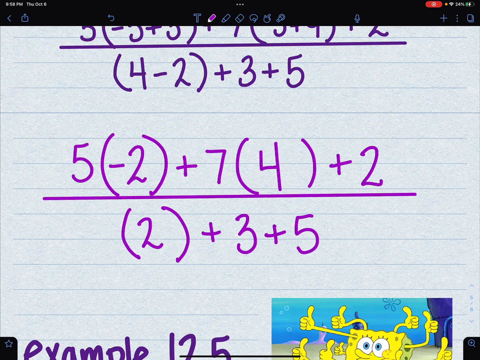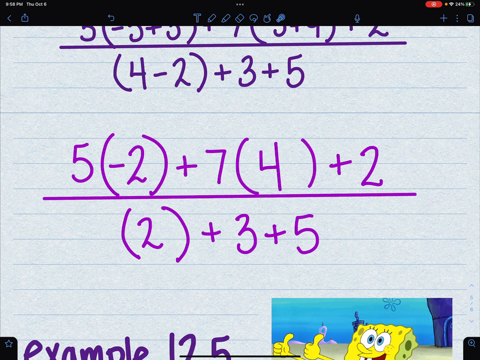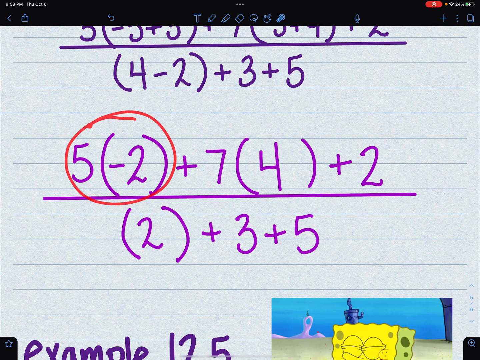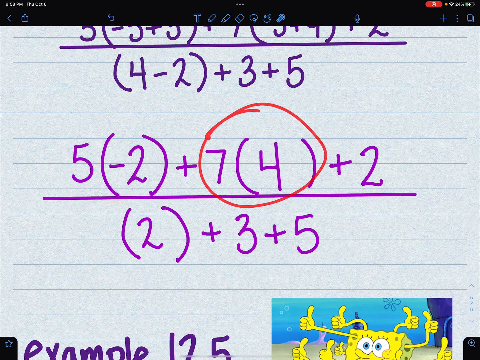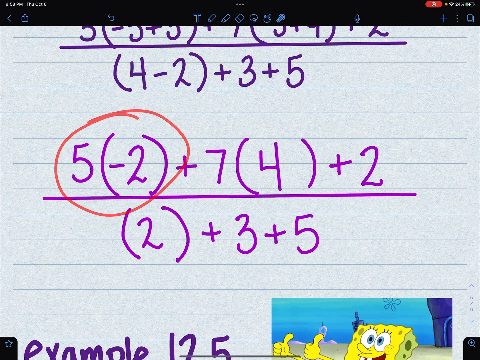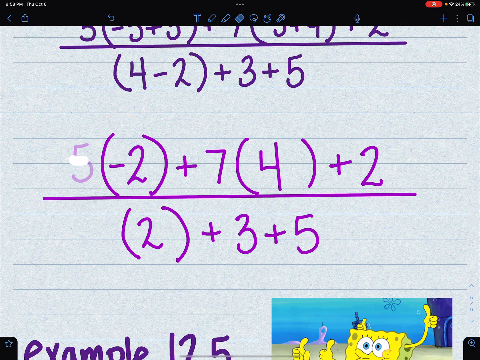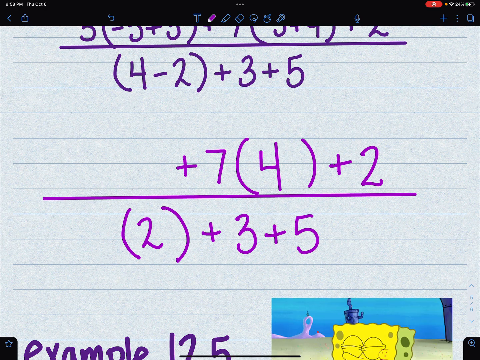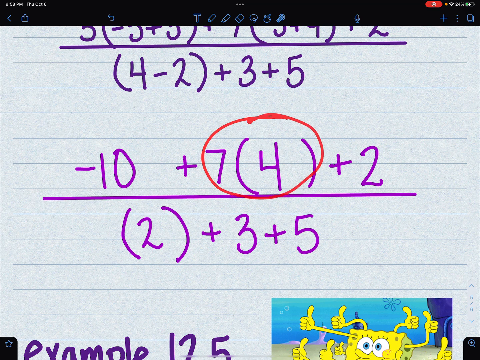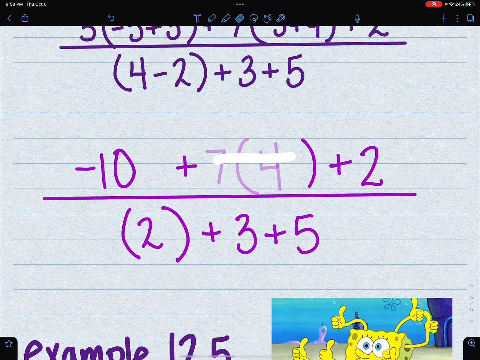Now, next step. You got to do this in steps. If you try and do too much at once, it won't happen in your brain. So let's simplify this further. This is one term. This is another term. This is the third term. Let's start with the first one. 5 and a negative 2. If we multiply that together, it's going to be negative 10. Okay, the next term. 7 times 4 is an easy math problem. It's 28.